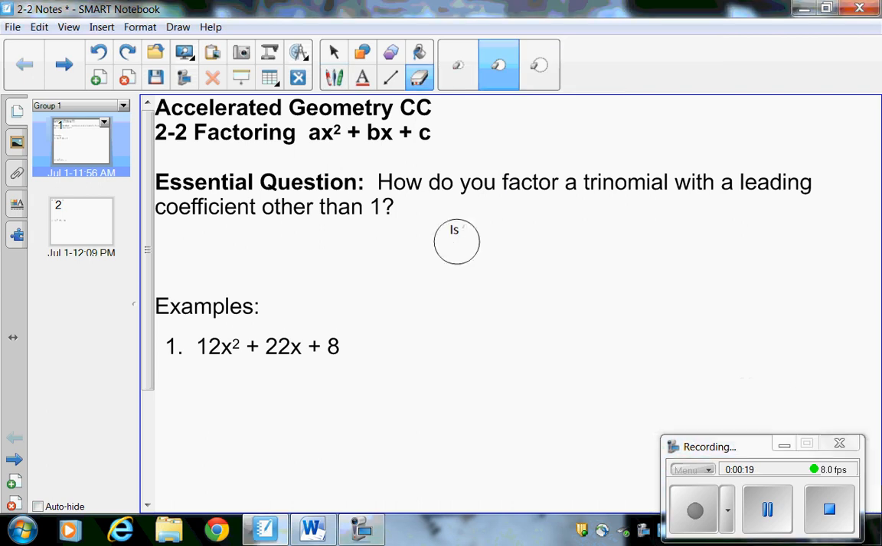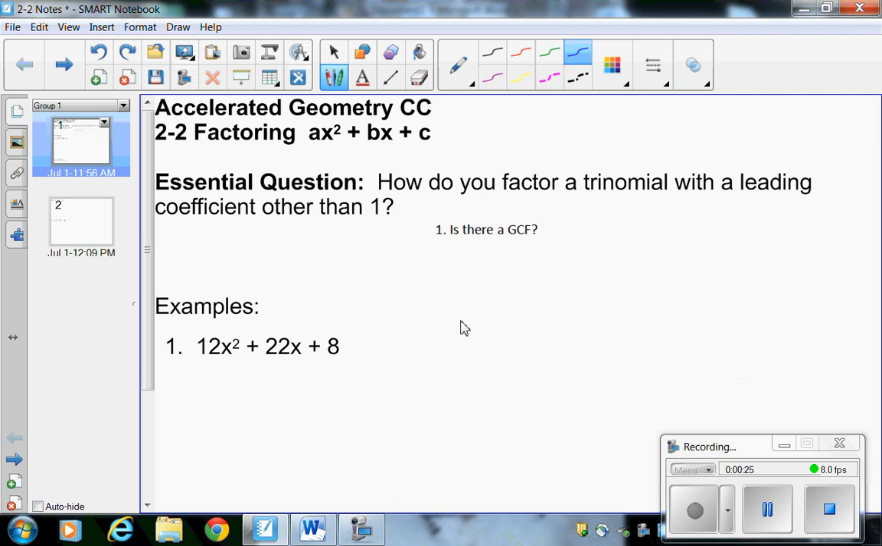The first one is to ask yourself, is there a greatest common factor? On any question that you're ever asked to factor, your first question to yourself should always be, is there a greatest common factor? So if I look at 12x squared, 22x, and 8, I know that I can pull out a 2, which would leave me with 6x squared plus 11x plus 4.